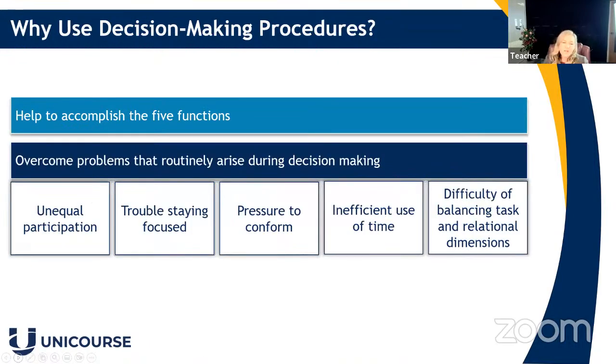I have noted down that there's five different things to consider when managing group decision making. Sometimes it's important to look at different procedures to make sure that you overcome problems that routinely arise during decision making. You might have people in the group that are introverts who don't really want to say anything but have really good ideas, and extroverts who have got a million ideas but just want to be the one voice that's there. So it's important to consider that you don't want unequal participation.